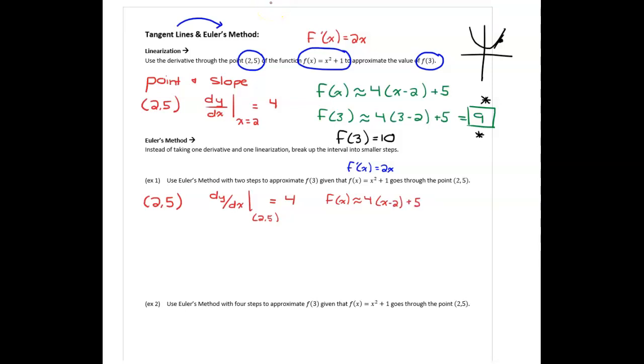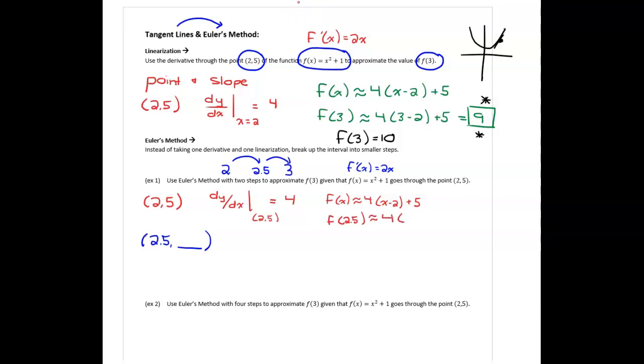This is just repeating what we did up here. Really no new math there. We know that f of x equals 4 times x minus 2 plus 5. So since I'm using 2 steps, my next point that I want to look at is 2.5. I have to figure out what my approximation is there. Think about it: if I'm going from 2 to 3 and I want to do 2 steps, boom, boom, my next point is 2.5. So let's use this up here just to figure out this approximation. Where would we be at f of 2.5?